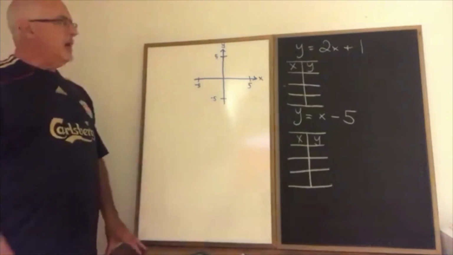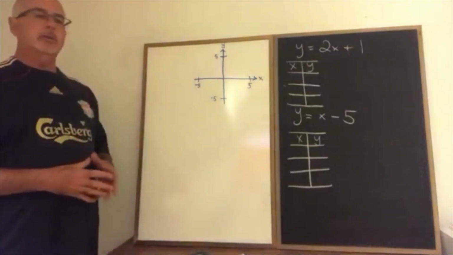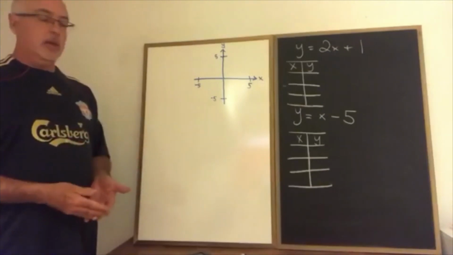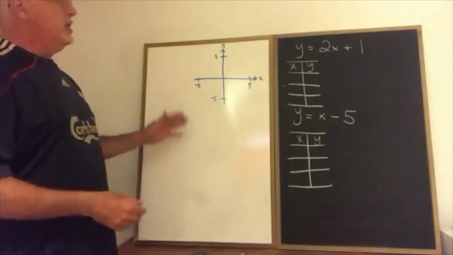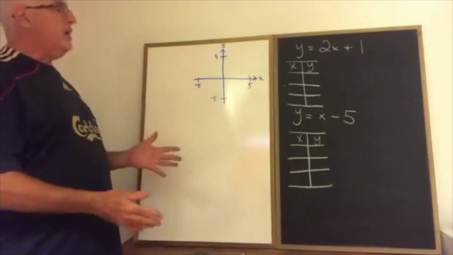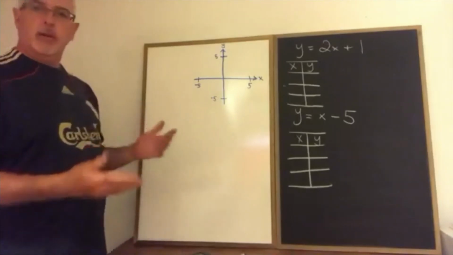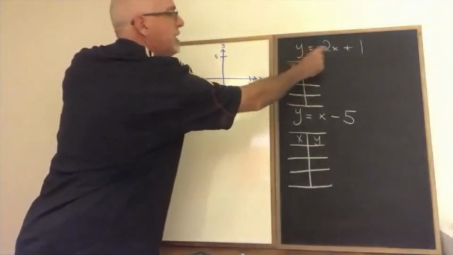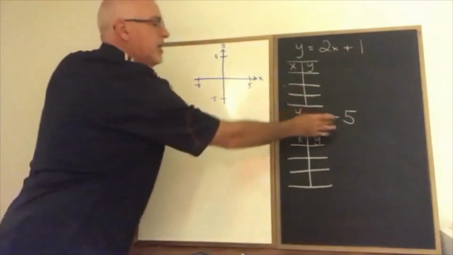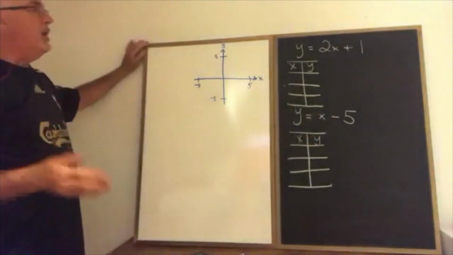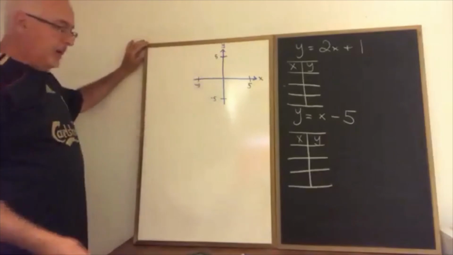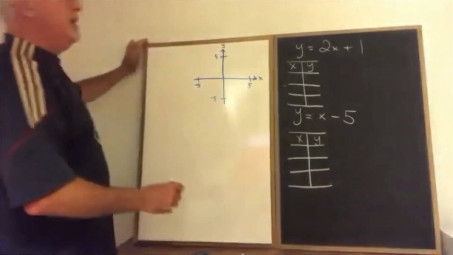Today's Daily Dose of Math is just a brief intro to some functions language and some functions notation. Students, as they learn math, learn how to graph a straight line. Here I have two straight line equations, y equals 2x plus 1 and y equals x minus 5. Both of them are in the y equals ax plus b form, and I can graph them by making a table of values. So I'll go ahead and do that.